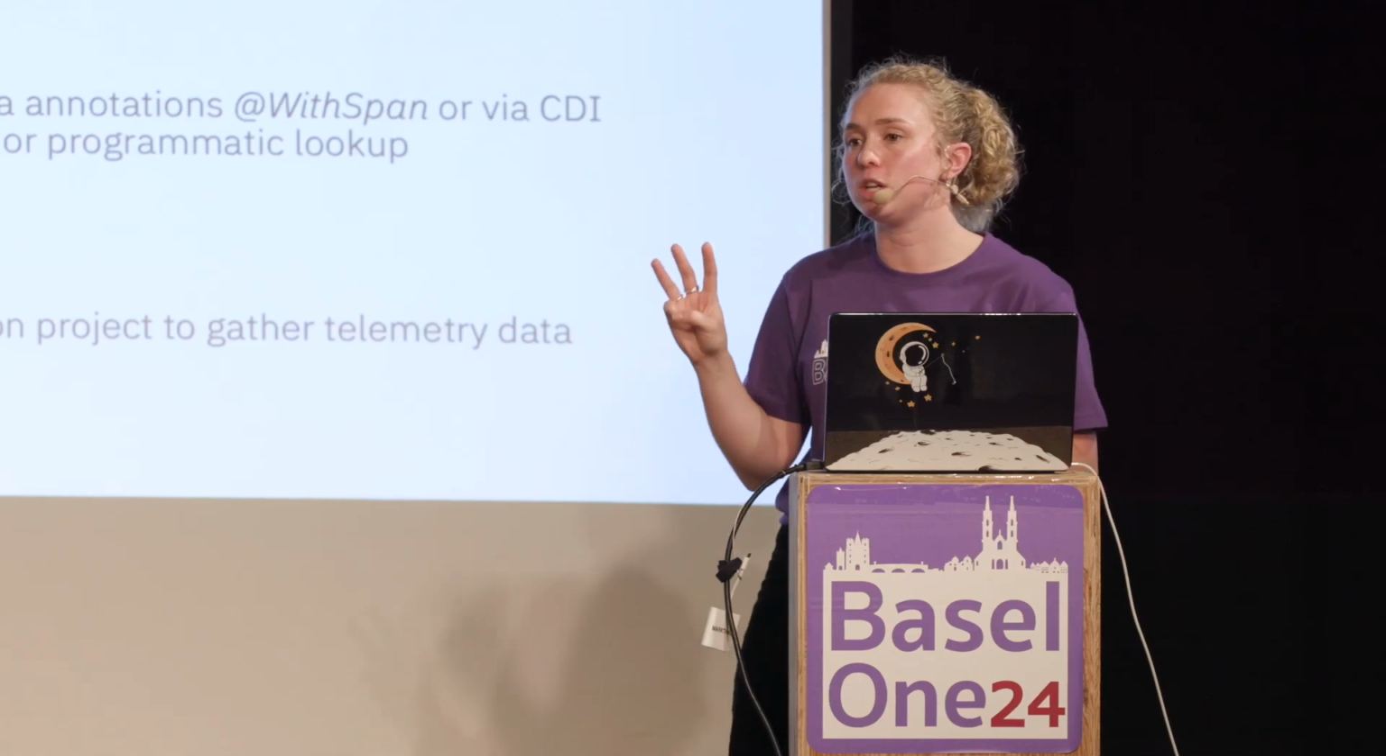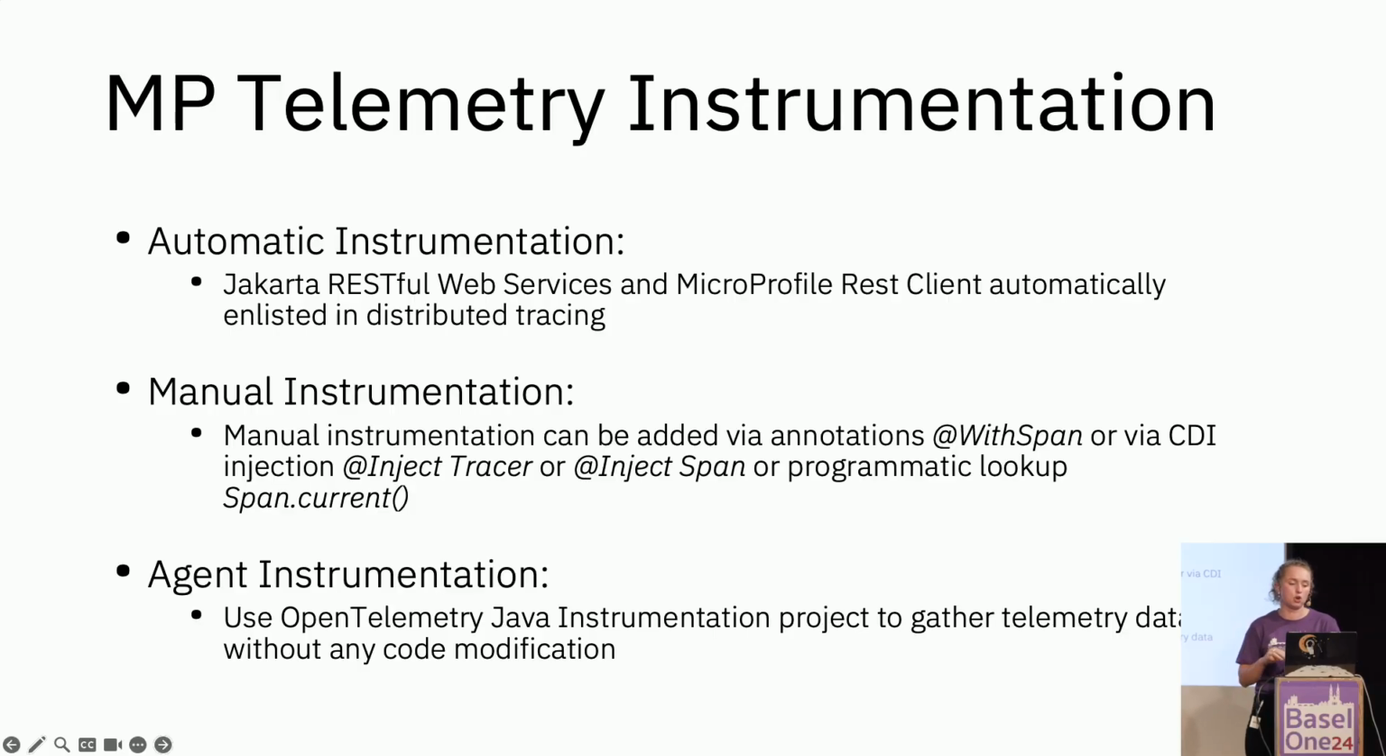The third instrumentation is agent. That's making use of OpenTelemetry's Java instrumentation project to be able to gather that telemetry data, again, without any code modification. So 3 different ways that we can do it in our Java application.